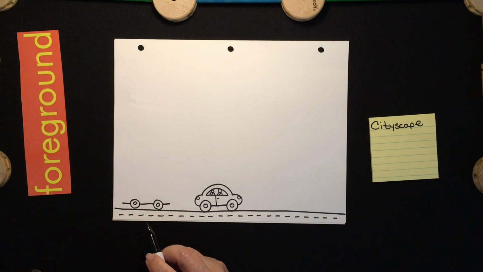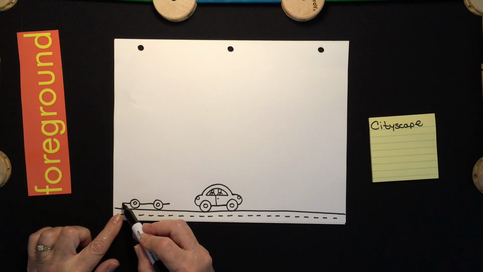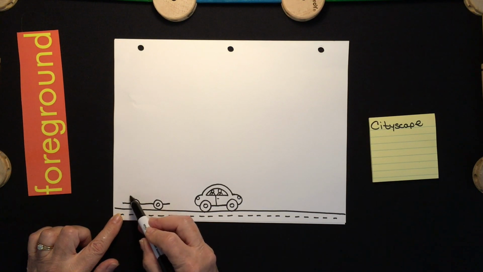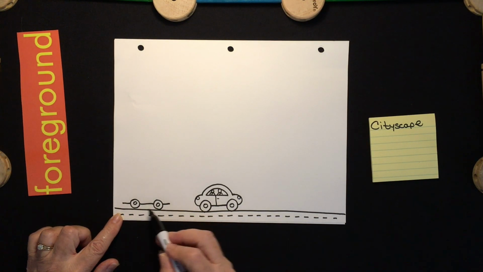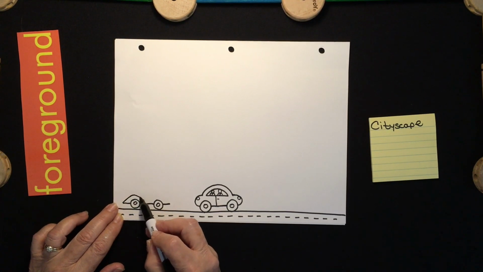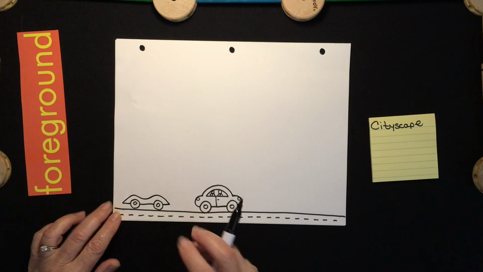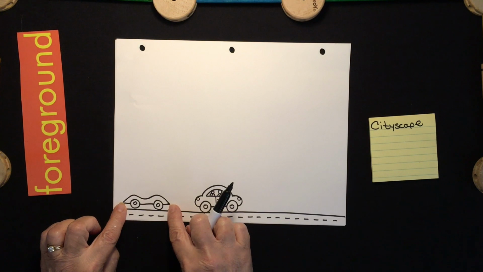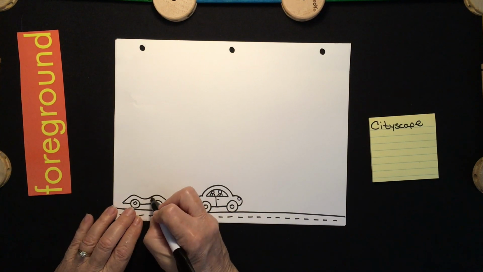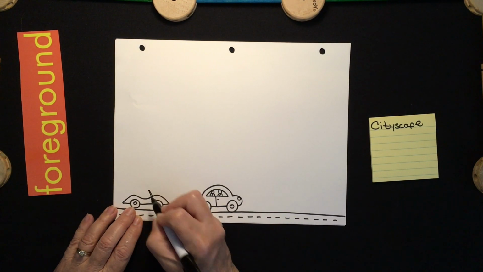Next step, I want you to think of a roller coaster. I'm going to start at the end of this line, going up and down and up and down. Here we go. Up and down and up and down. Notice it's somewhat pointed right here and here. Now this is going to be a convertible, so I'm going to make the windshield.